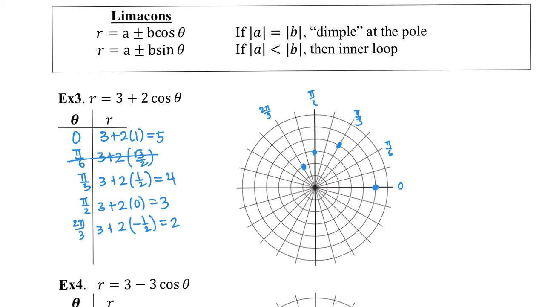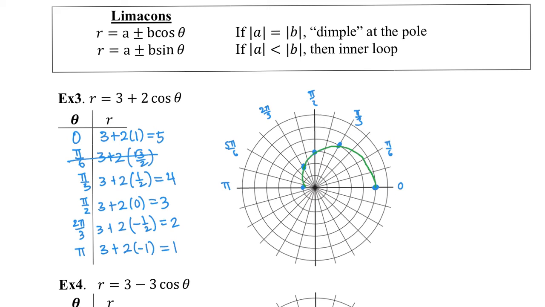What's next? There's 5 pi over 6. I'm going to skip it because it's going to give me the root 3 over 2 thing that I don't feel like estimating. 3 plus 2 times the cosine of pi. The cosine of pi is negative 1. 3 minus 2 is 1. So that puts me here. Okay, now this is half of my graph. I'll go ahead and sketch in half of my graph.